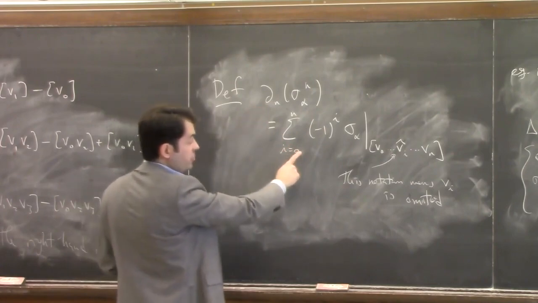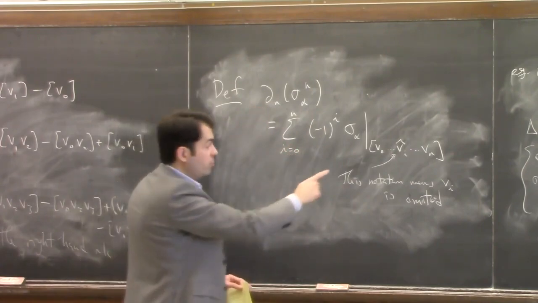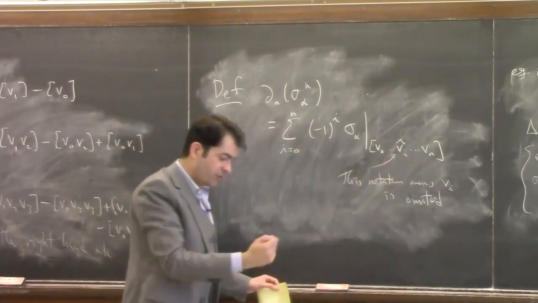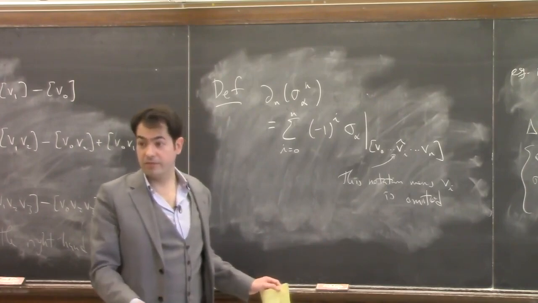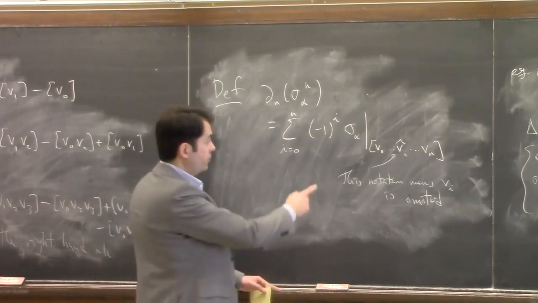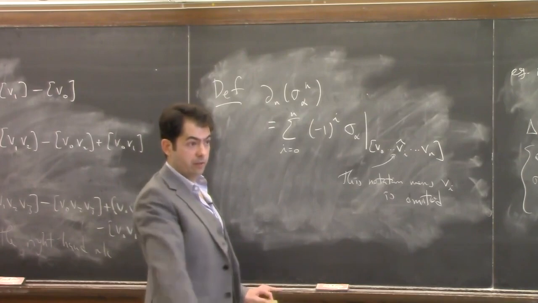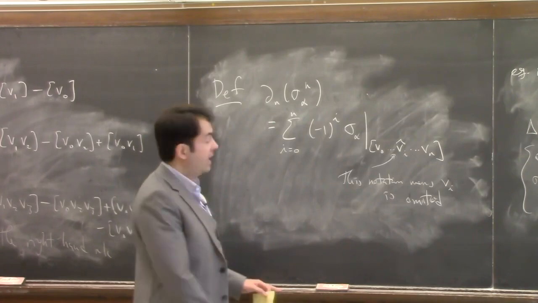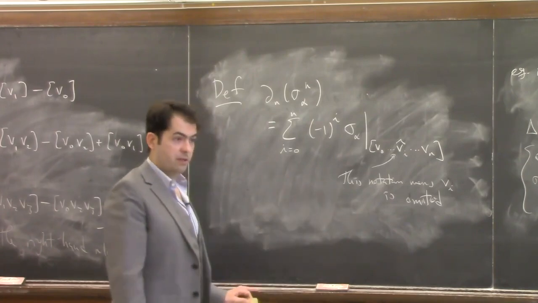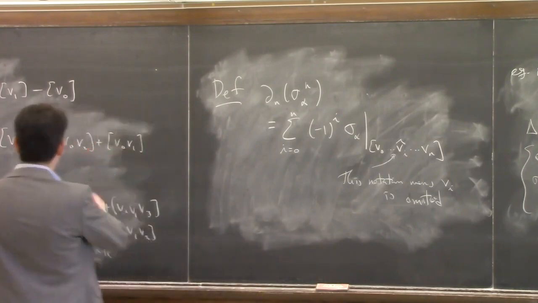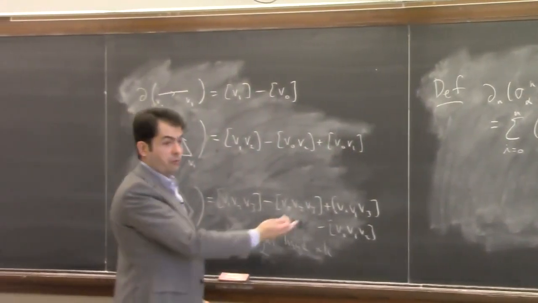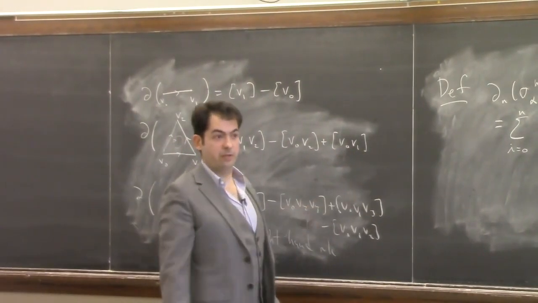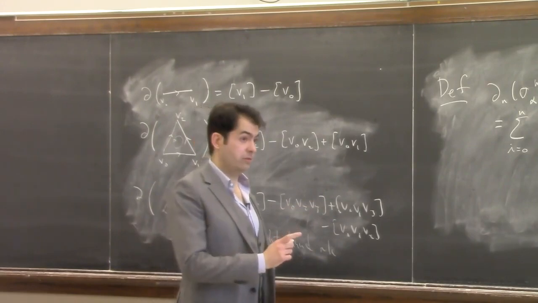There's a very simple algebraic way of doing this. You just remove one vertex at a time, which is how you get the faces, and you put an alternating sign as you do this. And so that's the face map. This is just the motivation from geometry for why this is a good way to define the boundary. Does that answer your question?